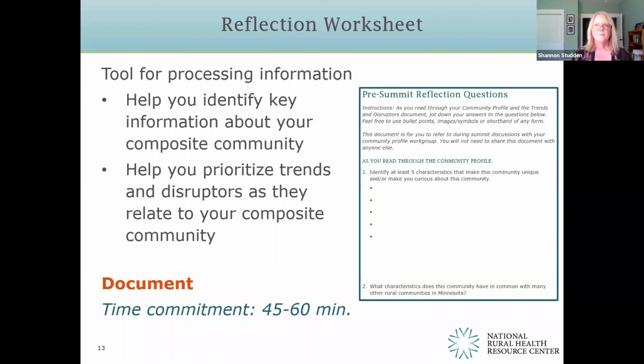And we will never ask you to submit this or turn this into us. This is really just a tool for you to prepare yourself to have conversations when we're together on June 24th. So feel free to scribble, make it as ugly as you want, use symbols or drawings or anything that's going to help jog your memory when you come to the summit and we start to have our conversations.